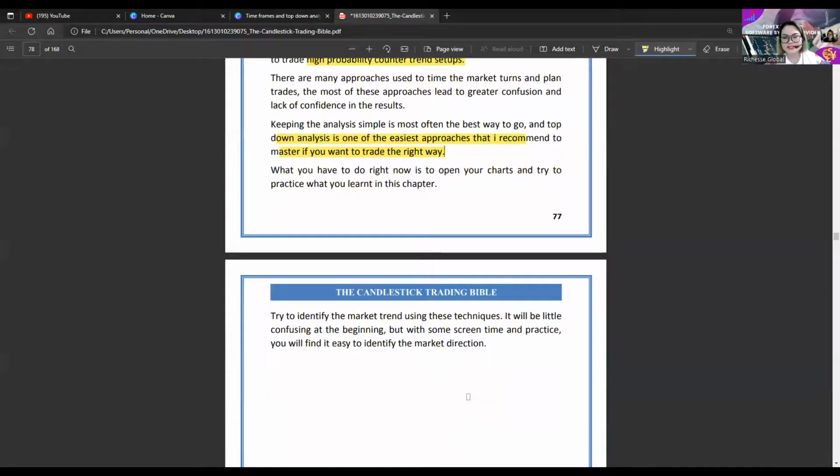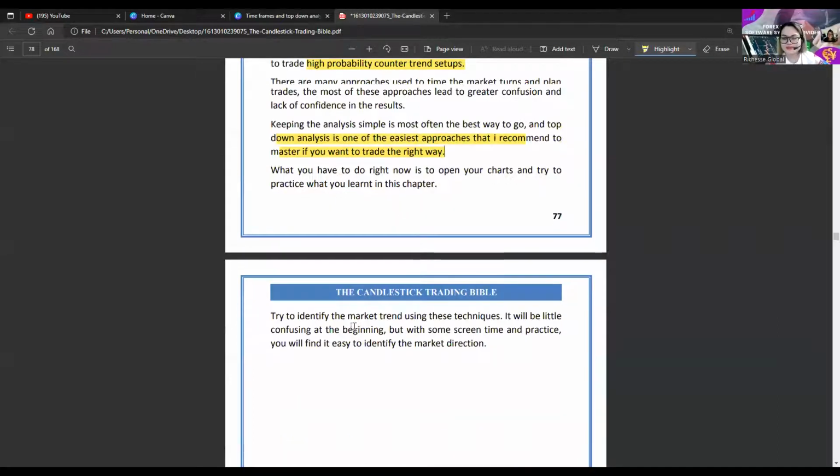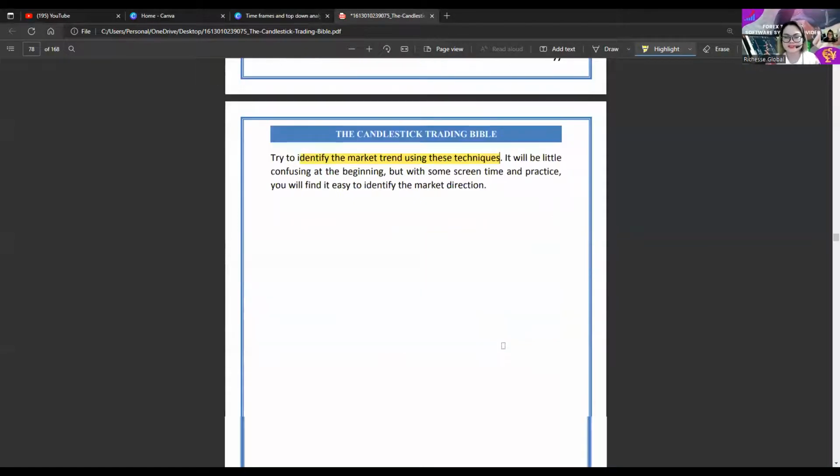What you have to do right now is to open your chart and practice to learn this chapter. Ayan. For our next episode, yan, napakita na natin yung kahalagahan ng ating time frame and top-down analysis, and I hope na natuto tayo dito. And for our next episode, we will identify the market using the trend using these techniques. Yan, identify natin yung mga market trend and top-down analysis and time frames. It will be a little confusing at the beginning, but with some screen time and practice, you will find it easy to identify the market directions.